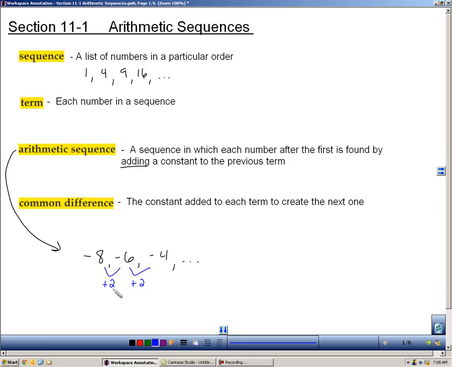Now this number, this plus 2, is called the common difference. That's the constant that you add to each term to create the next one. Usually we use the letter d to represent that. So we would say that d here is a positive 2. One more thing about notation, we call the first term a sub 1, the second term a sub 2, the third term a sub 3, and that's how we refer to each term.